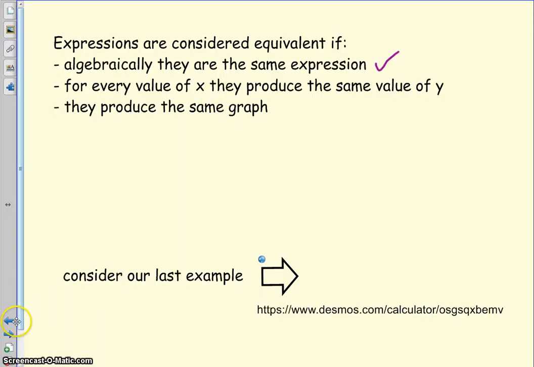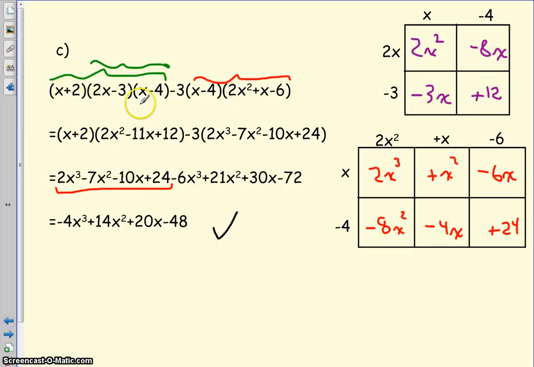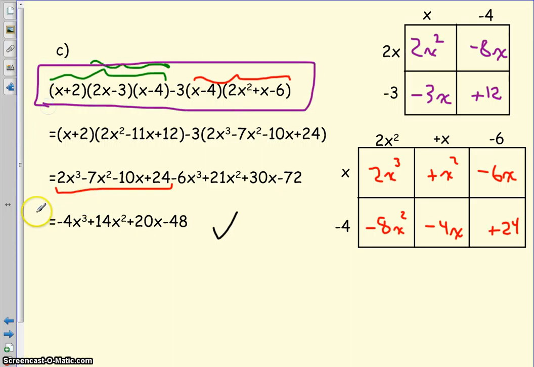So let's take a look at our last example. We had this x plus 2, 2x minus 3, x minus 4, minus all that other stuff, as the original expression. We simplified it into this. So in theory, these should be equivalent, right? When we use algebra to expand and simplify this, we got a different expression, but in theory, these should represent the exact same graph. So let's take a look at that and confirm it.